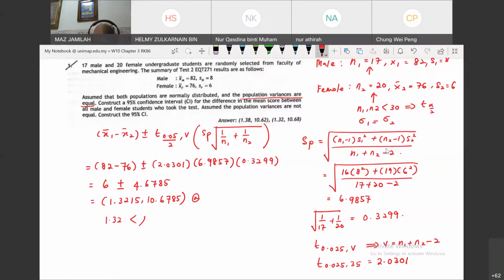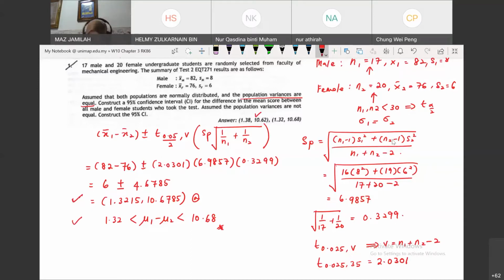So you can also write it as 1.32 less than mu1 minus mu2 less than 10.68. If you can see, the answer is a bit different. So if you recalculate again, you can check whether this one is correct or mine is correct. I have calculated several times, but I still get this one.